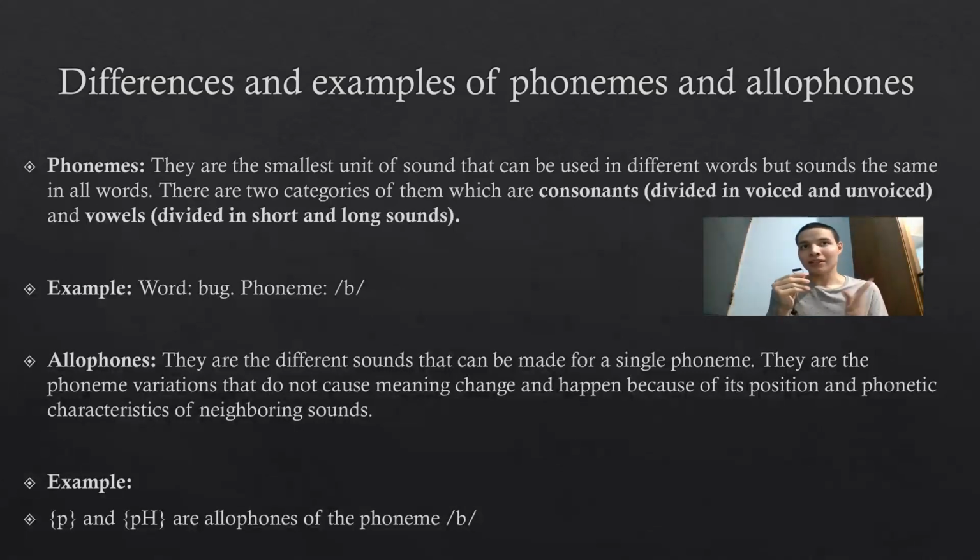The allophones are the different sounds that can be made with a single phoneme. So it is like the variation of the phoneme itself. Here's an example. B and p are allophones of the phoneme b. It's a little difficult to understand, but take it as a variation of the phoneme.